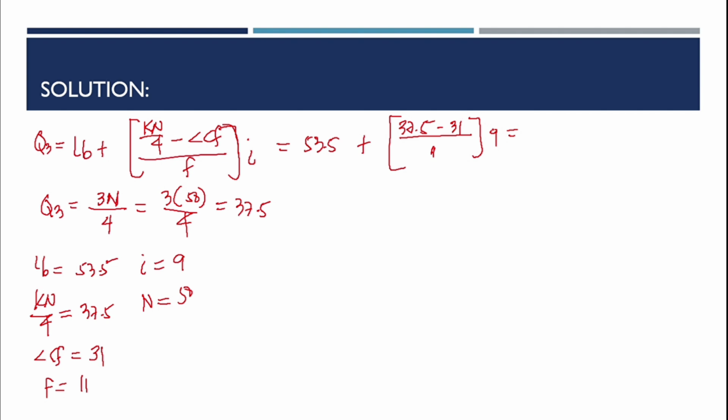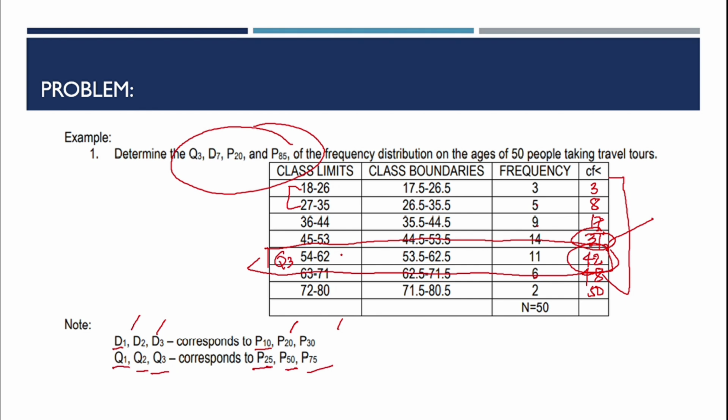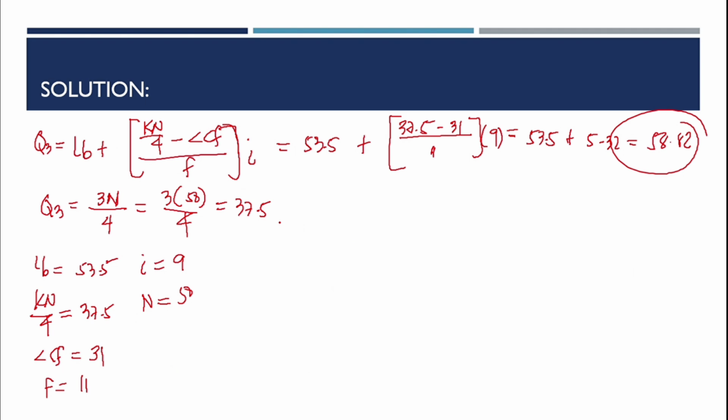By the use of calculator, if we compute this, 53.5 plus 37.5 minus 31 over 11 times 9, we have 5.32. So 53.5 plus 5.32 gives 58.82. So this is our Q3, which is 58.82, and it belongs to this interval.